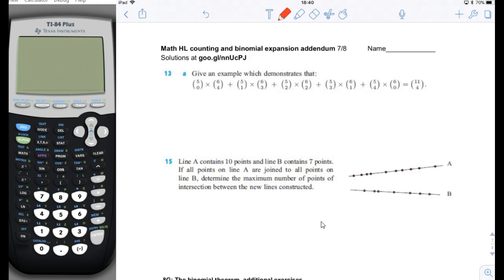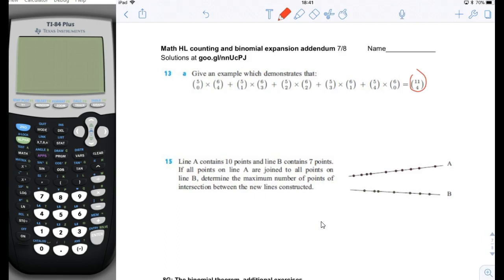And if you look at it, the pattern is that each one of these terms on the left has 5 chooses something, 6 chooses something, 5 chooses something, 6 chooses something, 5 chooses something, 6 chooses something. It's always 5 chooses something and 6 chooses something. On the right side, we have 11 chooses 4.